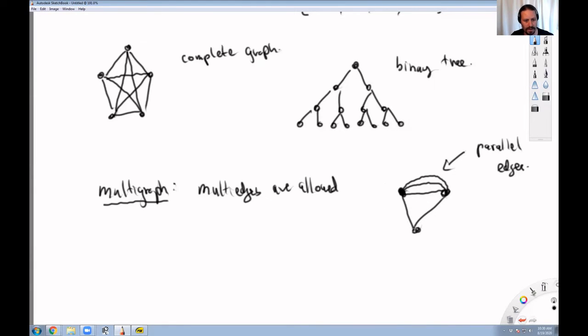Sometimes this is handy. And then we also allow loops, okay? Also loops. So what's a loop? A loop is a special type of edge that just starts at a vertex and ends at the same vertex, okay? So this is a loop. All right. So those are allowed in multigraphs. Again, most of the time we will not allow these two situations, but sometimes it's convenient to allow them.